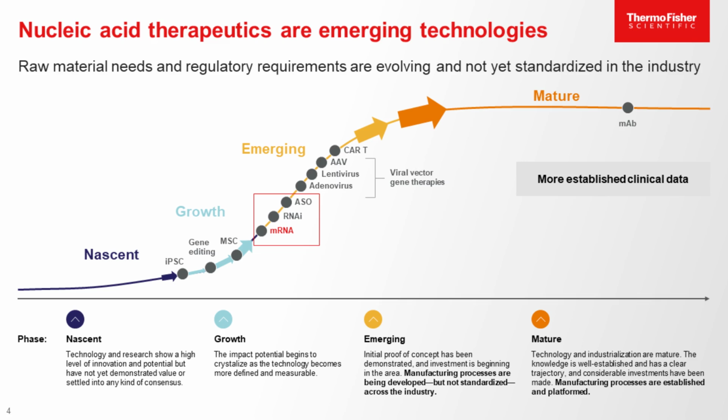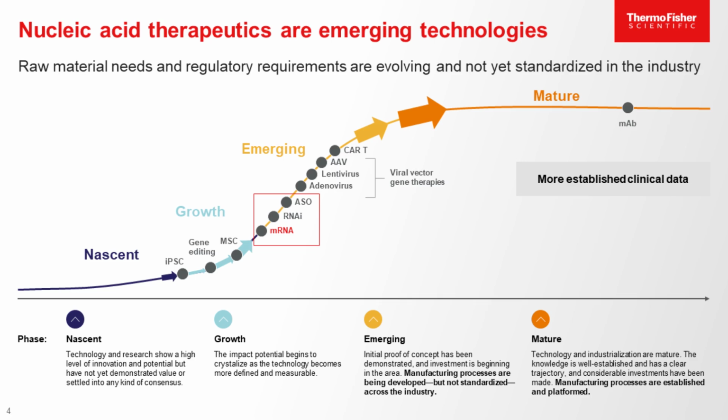So for example, therapeutics typically follow 4 stages. There is the nascent phase, where technology shows high innovation and potential, but has yet to demonstrate value. The growth stage, where the impact begins to crystallize as the technology becomes more defined and measurable. And the emerging stage, where the vector is established clearly by diffuse metrics such as scientific literature, patents, VC activity, and grant focus. And lastly, the mature phase, where the technology is mature and knowledge is well established.